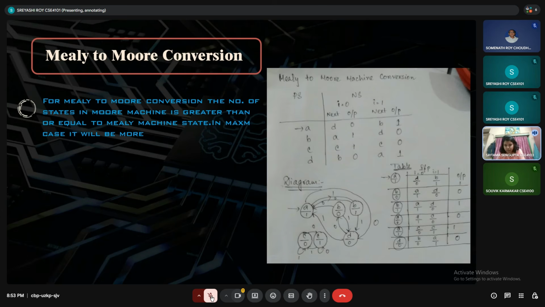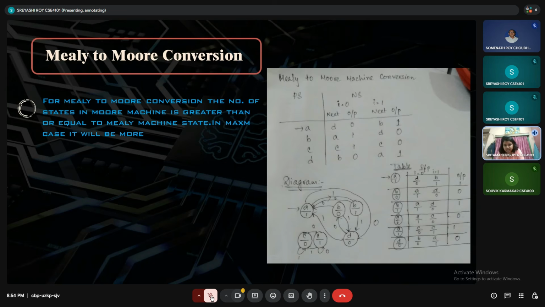And for A1, if we accept the input string 0, then directly from A1 we go to next state D, and output is 0. And if we go to D, then with input 0 we go to next state B and output is 0. And then for B, with input 0, next state A and output is 1. So if we check the 1 from present state A, after accepting input 1, it will go to next state B and output is 1. So in this way the total process will be done.